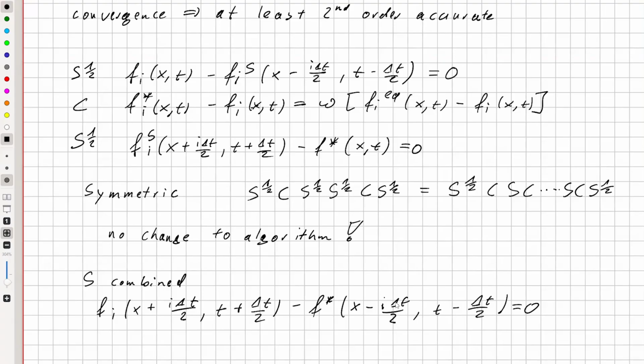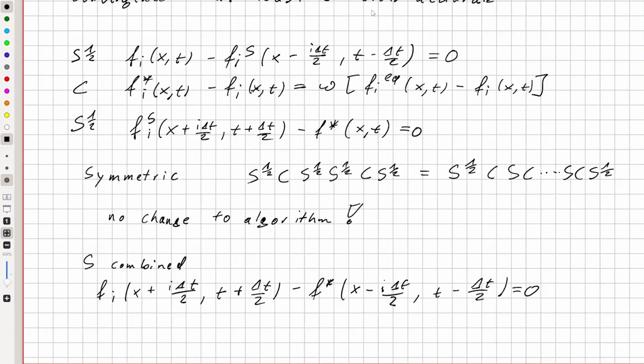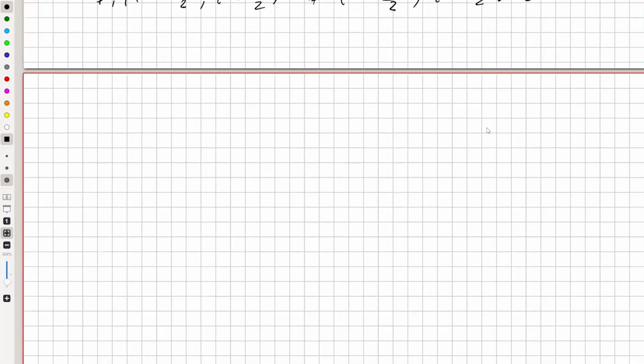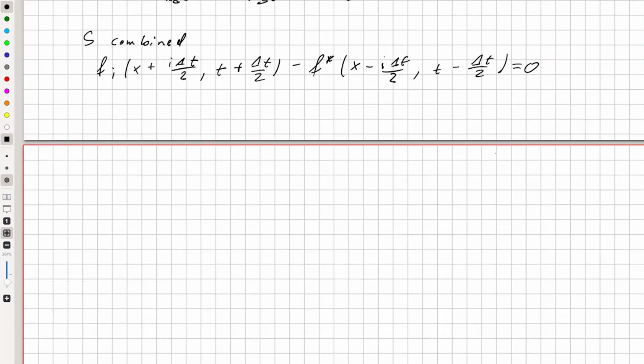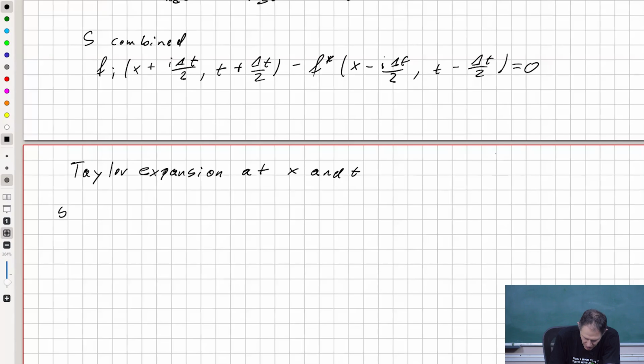Okay, now we want to see whether we actually solve the Navier-Stokes equation with this, and for this we do a Taylor expansion of this equation at x and t, call this equation 5.1. Yeah, so we'll take this here as our lattice Boltzmann equation, and we Taylor expand this.